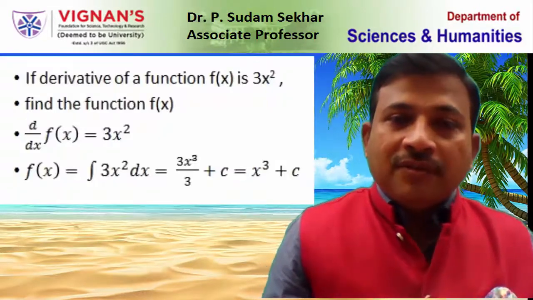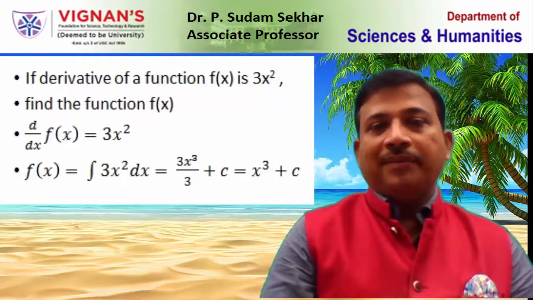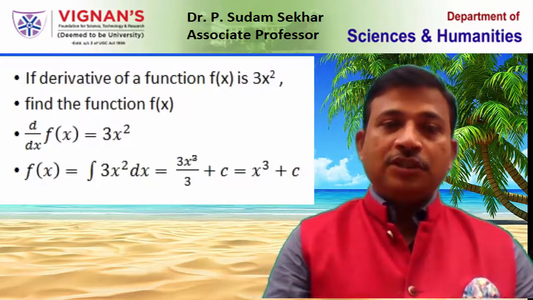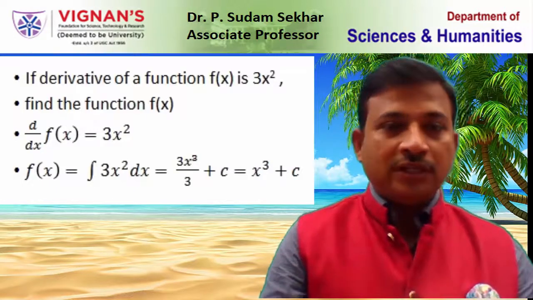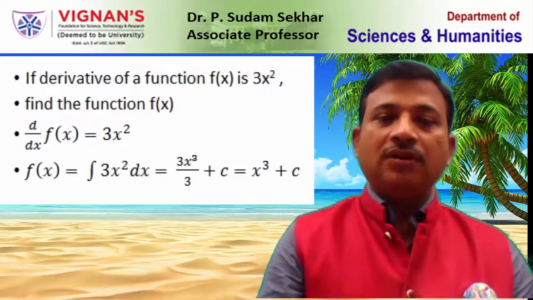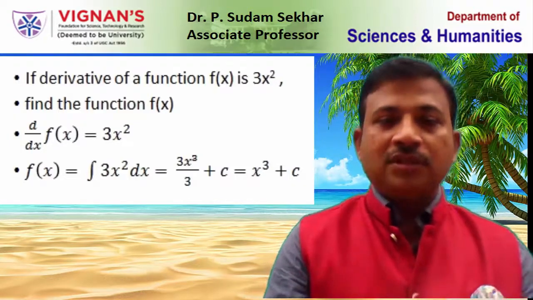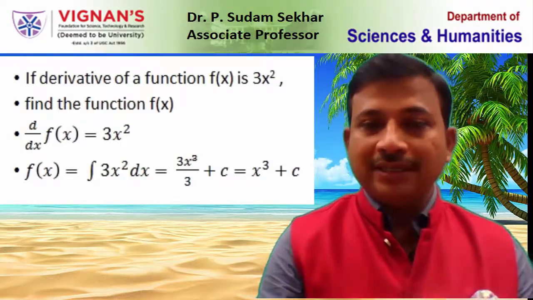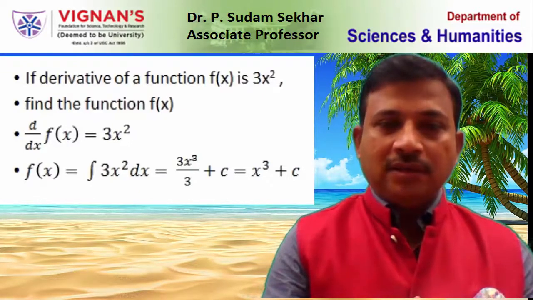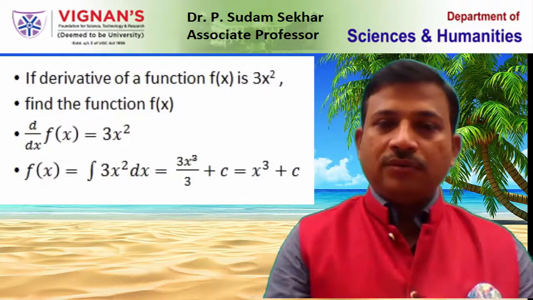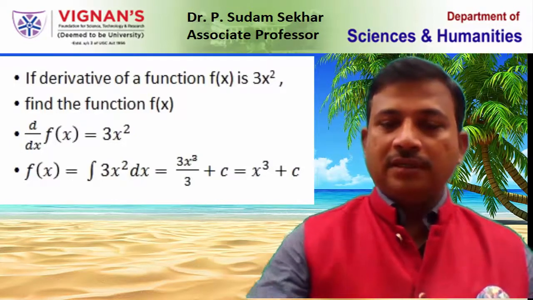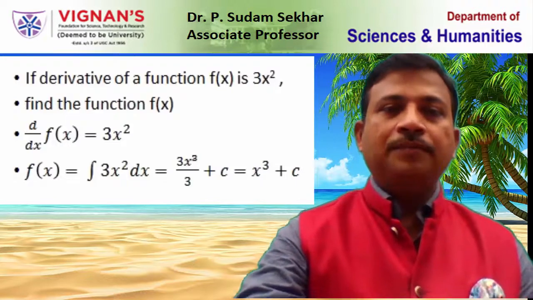So if the derivative of a function, let us take, f dash of x is given as 3x square, then how to find the f of x? So dy by dx of f(x) equal to 3x square. So f(x) equal to what you get? Integration of 3x square dx equal to 3x cube by 3 plus c equal to x cube plus c. c is the integral constant. So c can be any constant, right? And I told you the properties of this constant, right? I think you understood clearly.